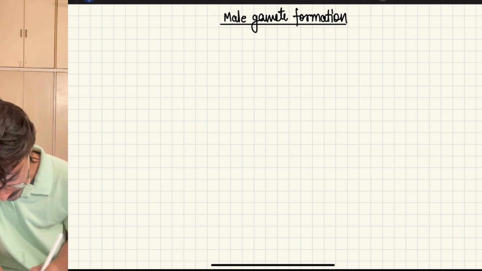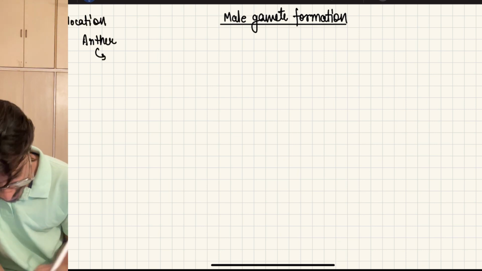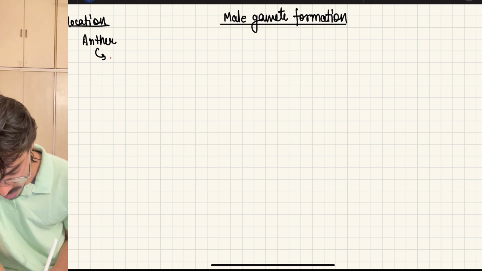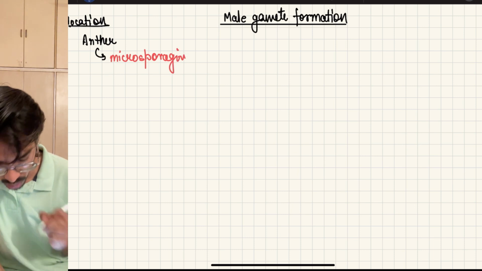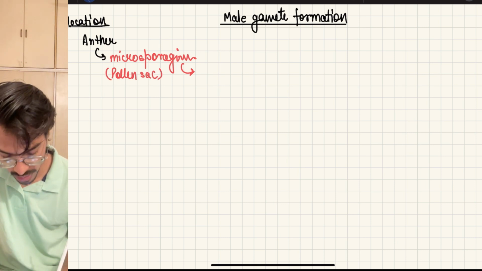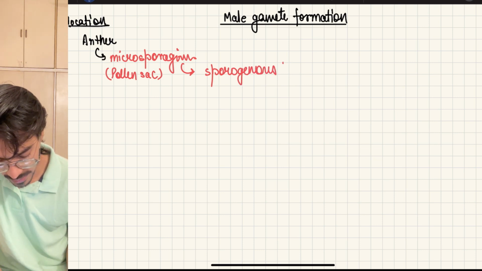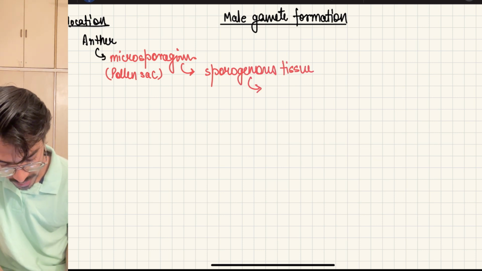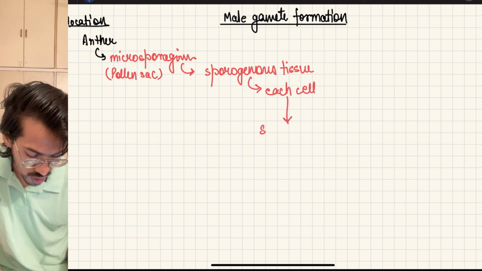Let's just quickly see it so that we can remember the fact. You know that everything is occurring in the anther. Where in anther? Location. We always discuss location. Inside anther where? Inside the microsporangium. It is a bag like thing. Okay, this microsporangium is also called as pollen sac. Just remember the facts. Now in microsporangium there is a presence of initially sporogenous tissue, and this sporogenous tissue, each cell will undergo sporogenesis.